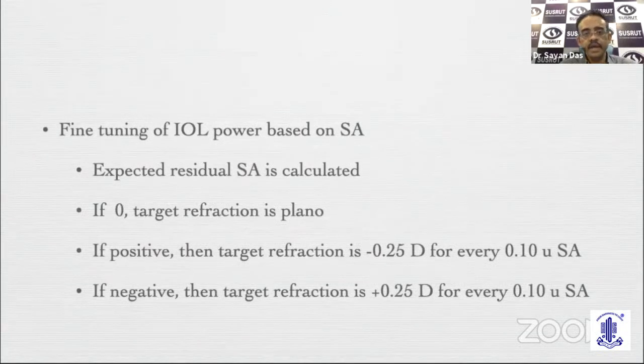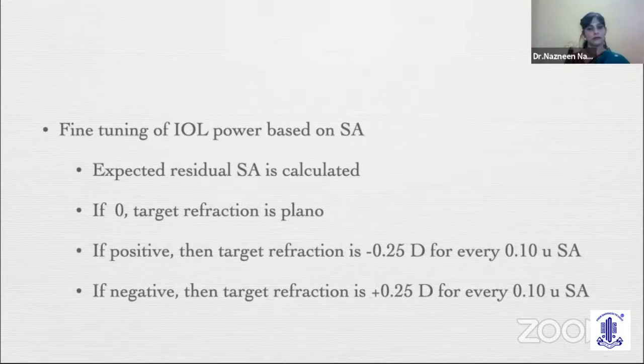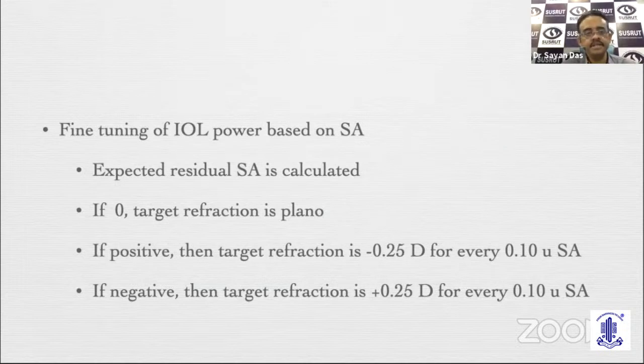We can also fine-tune IOL power based on SA. We can judge preoperatively the expected residual SA according to the IOL we are using. And if the expected residual spherical aberration is 0, the target refraction should be plano. If it is positive, then the target refraction should be reduced by 0.25 diopter for every residual spherical aberration of 0.10 micron. And if it is negative, then the target refraction should be increased in steps of 0.25 diopter sphere for every 0.1 micron spherical aberration.